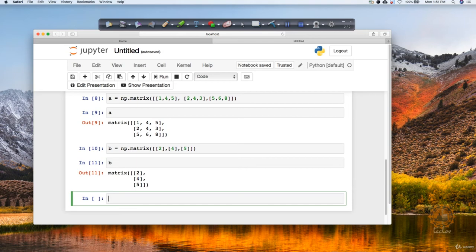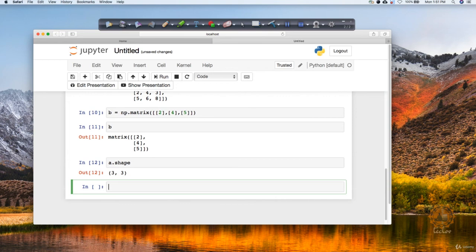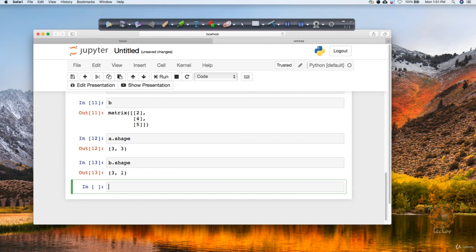Now you can see that this is a 3 cross 1 and that is a 3 cross 3. So since 3 and 3 are matching, we can definitely do the multiplication. But before that, let's look at the dimensions of it. A dot shape is going to give me the dimension of this. So I can see that 3 and 3 are the same, so we can always do that.